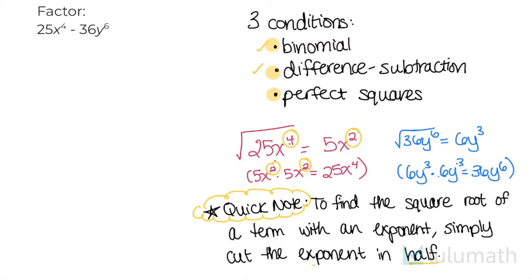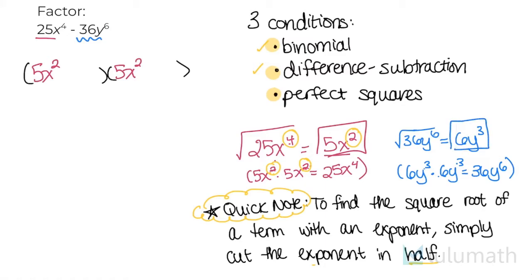So let's go ahead and get our binomials ready to go. The square root of 25x to the power of 4, we figured out was this 5x squared that we have here. So we can put 5x squared as our first terms in both binomials. And then to find the square root of this 36y to the power of 6, we said it was 6y to the power of 3. So we can put 6y to the power of 3 here and 6y to the power of 3 here.